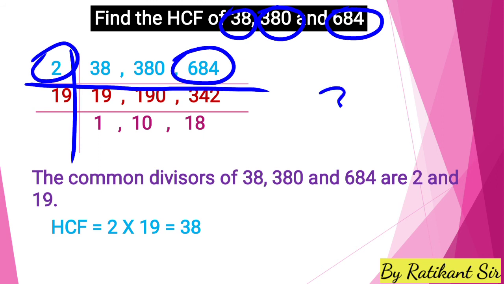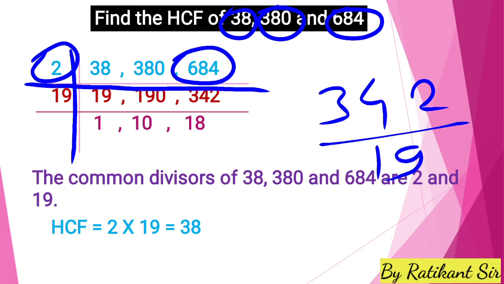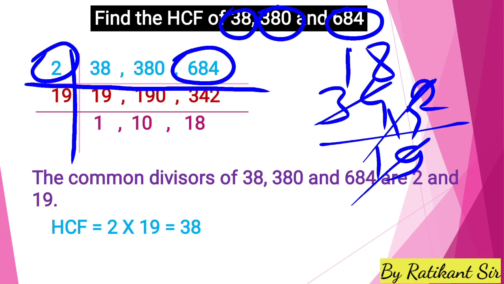And this 342, is it divisible by 19 or not? We have to check. 19 ones are 19. How much is remain? We have to subtract from 34. I think 15 is remain, right? Now 2 is brought down, so 152. 19 eights are 152. It means you can find 18. So 18 is here, right? Now at the below side 1, 10 and 18 are remain.